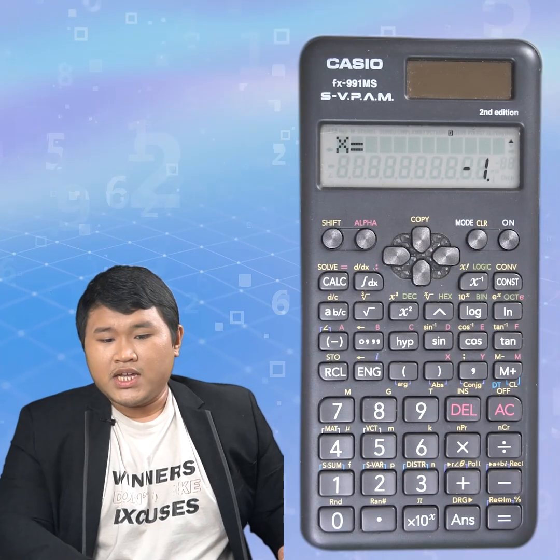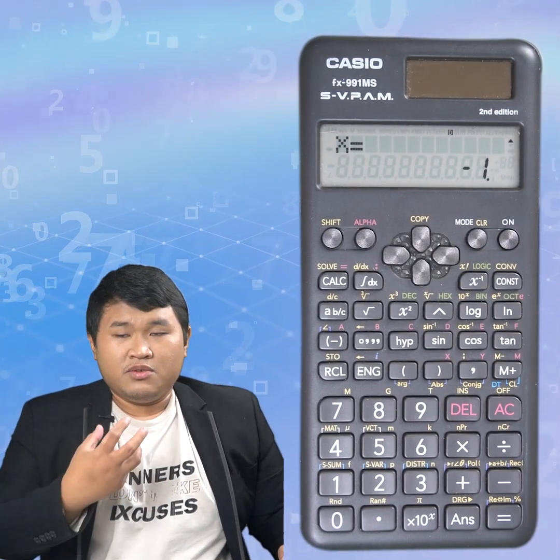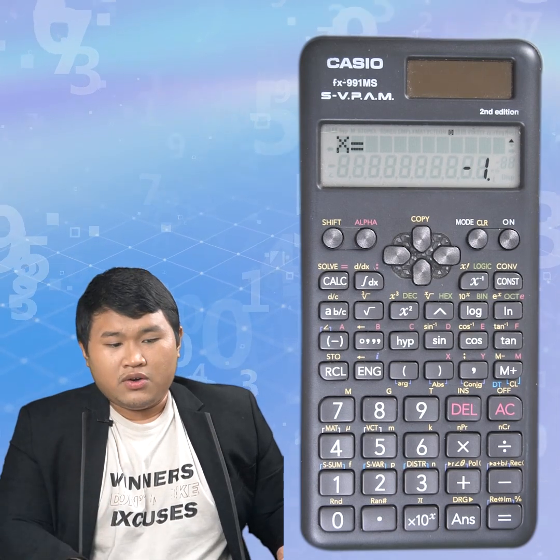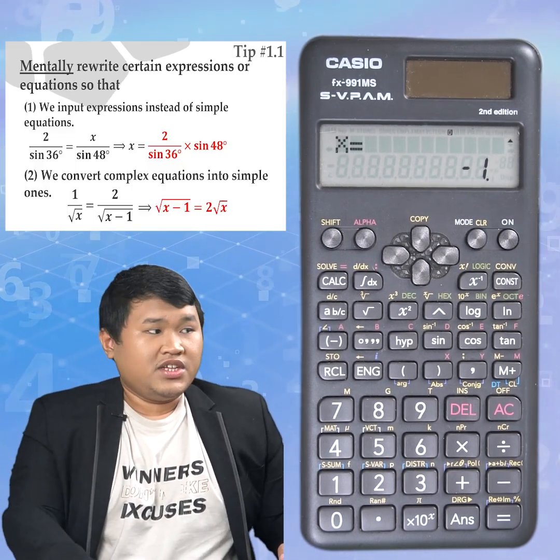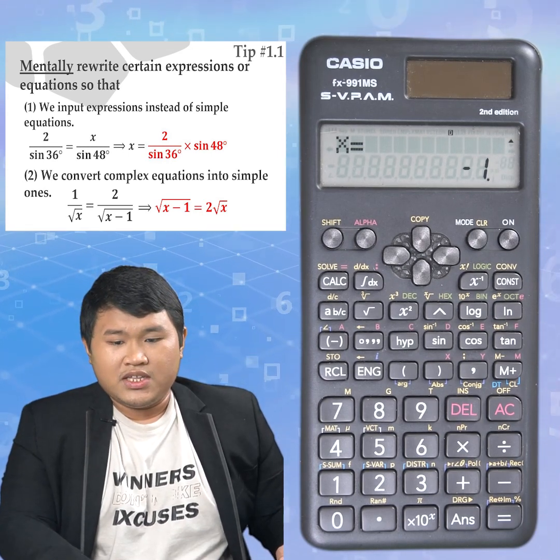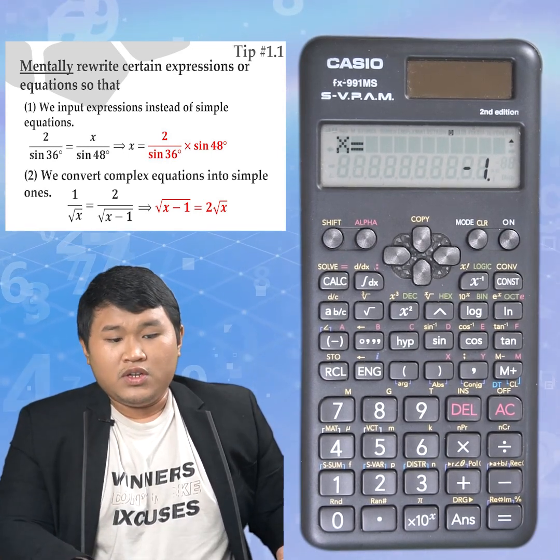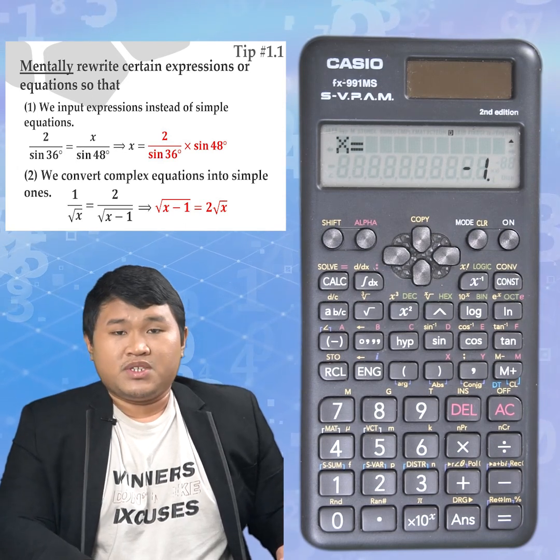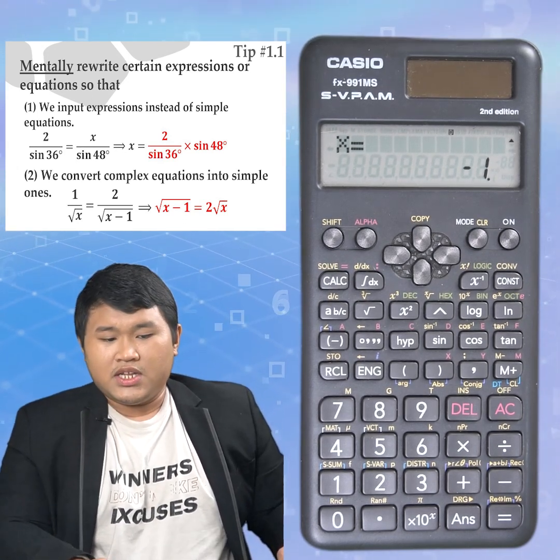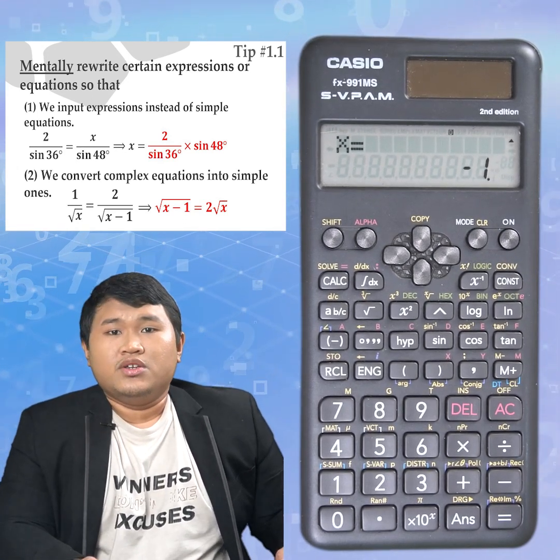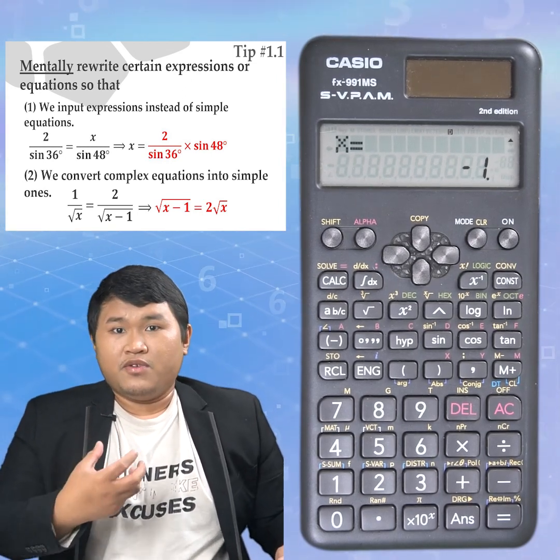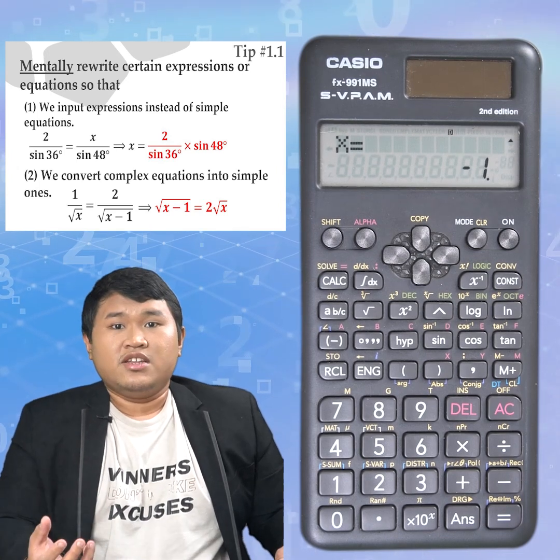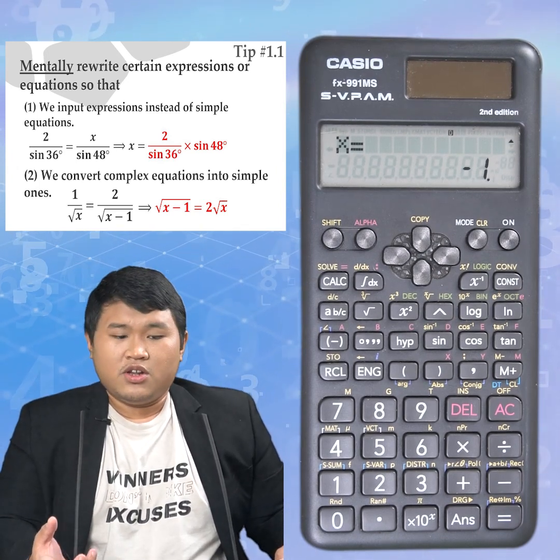Now that's another tip, related to removing arguments or removing certain parts. Related to that, let us mentally rewrite certain expressions or equations so that, first, we only need to input expressions instead of simple equations. For example, let's have this equation, which is based on the law of sines, which is typical for finding the sides and angles of an oblique triangle.